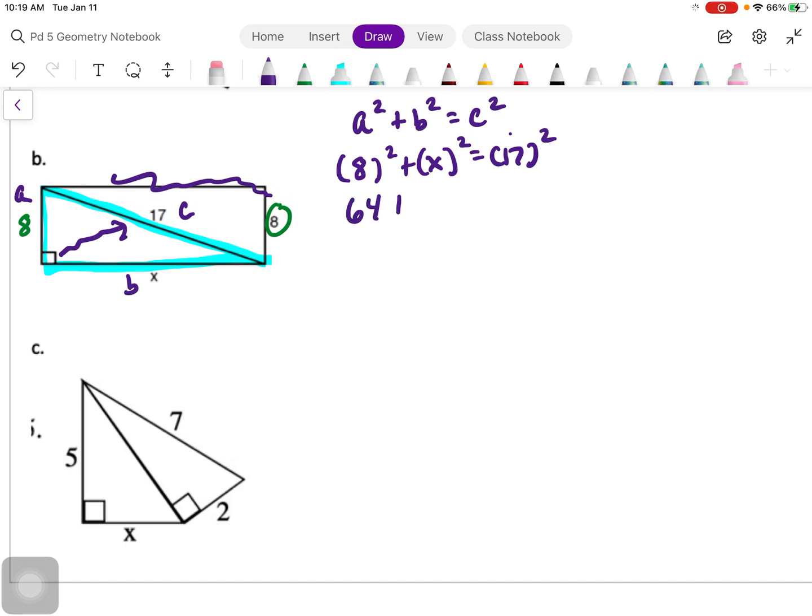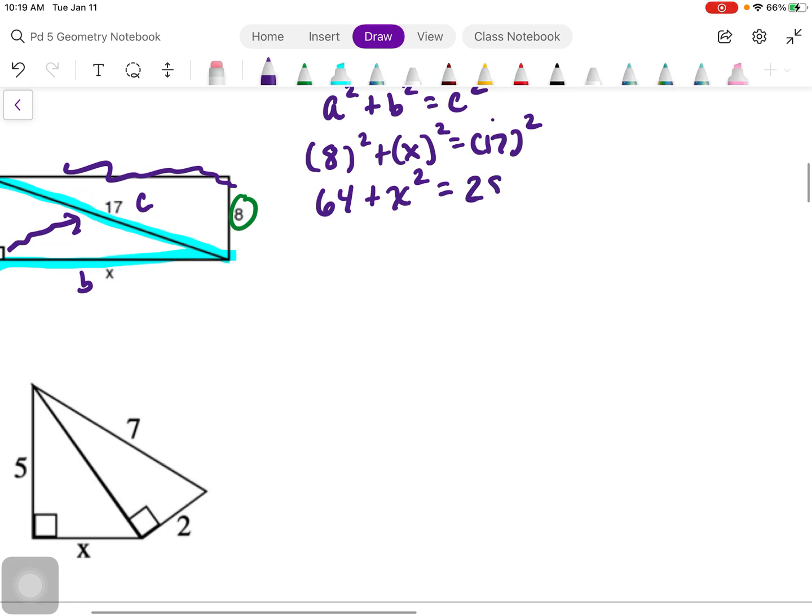All right, so some of this is pretty easy. If you don't know 17 squared in your head, you can use your calculator. Then we're going to take away 64 from the 289 to get 225.